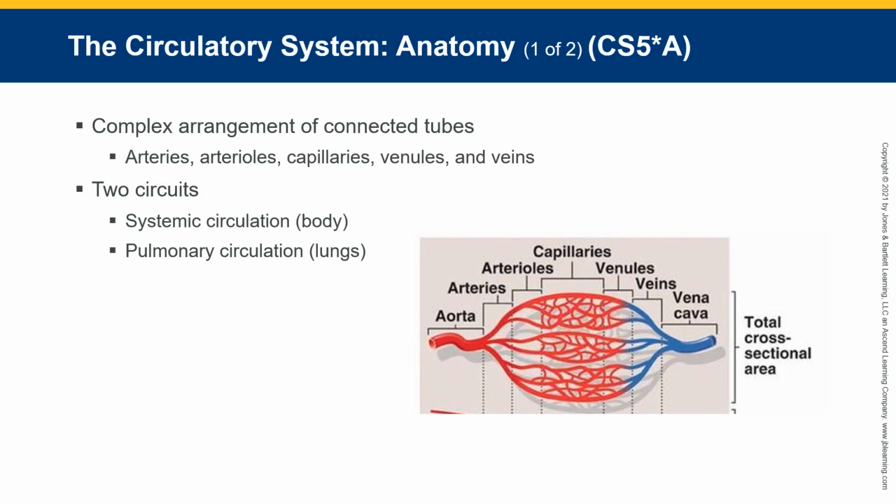Moving on to the circulatory system, this is a complex arrangement of connected tubes that starts from the aorta, goes to arteries, arterioles, then to capillaries, then comes back through venules and veins, till it gets to the vena cava and back to the heart. There are two circuits of the circulatory system. There's the systemic circulation that's going to the whole body, and there's the pulmonary circulation that's going just to the lungs.